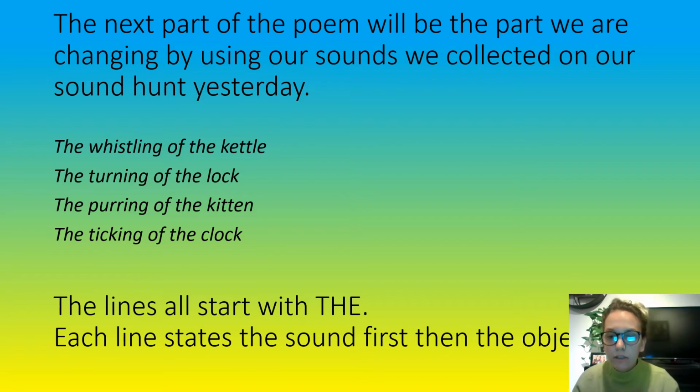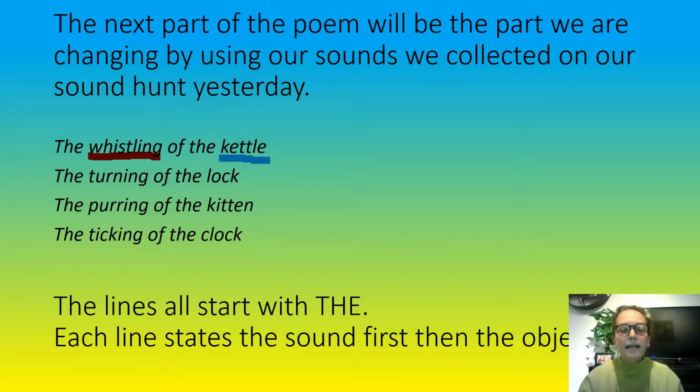Okay, and we need to make sure when we're rewriting part of our poem, we start every line with the. Okay, and we're going to be introducing our sounds. Now, every line gives the sound and the object, but it always gives the sound first. So the whistling is the sound here, of the kettle. The kettle is the object. It's the noun, isn't it? It's the object that's making the noise.